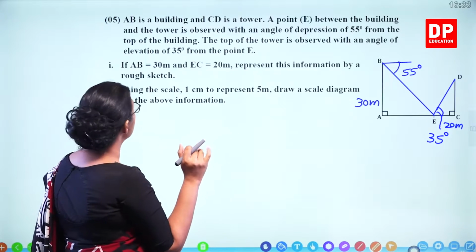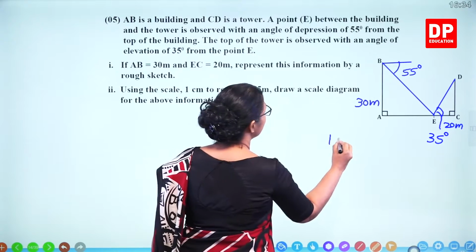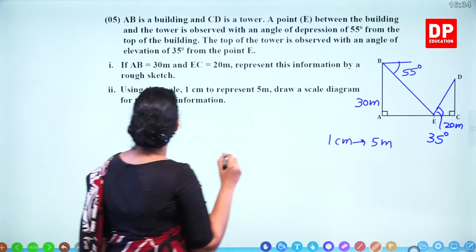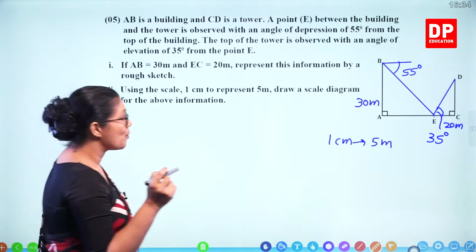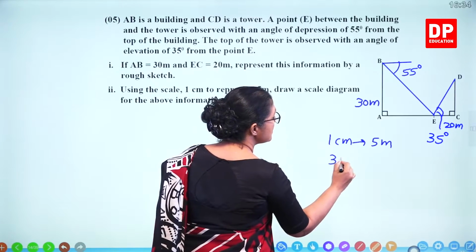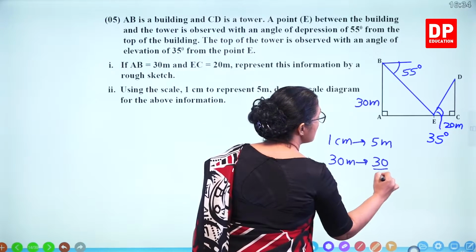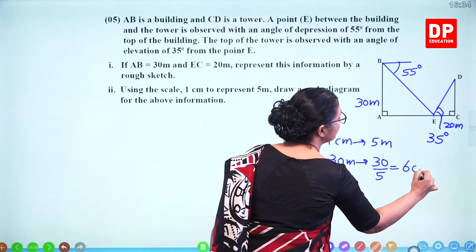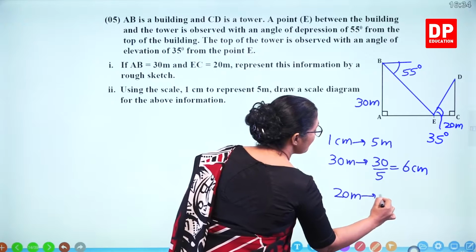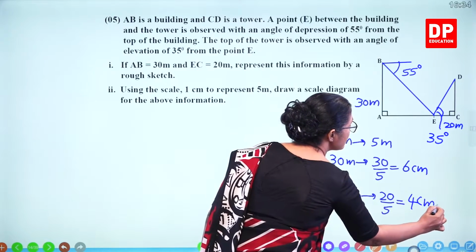So, this is the rough sketch. Using the scale 1 centimeter represent 5 meters, draw the scale diagram for the above information. So, we have to draw the scale diagram. 1 centimeter is 5 meters, so what is 30 meters? 6 centimeters you have to take. Then 20 meters means 20 divided by 5, 4 centimeters you can take.